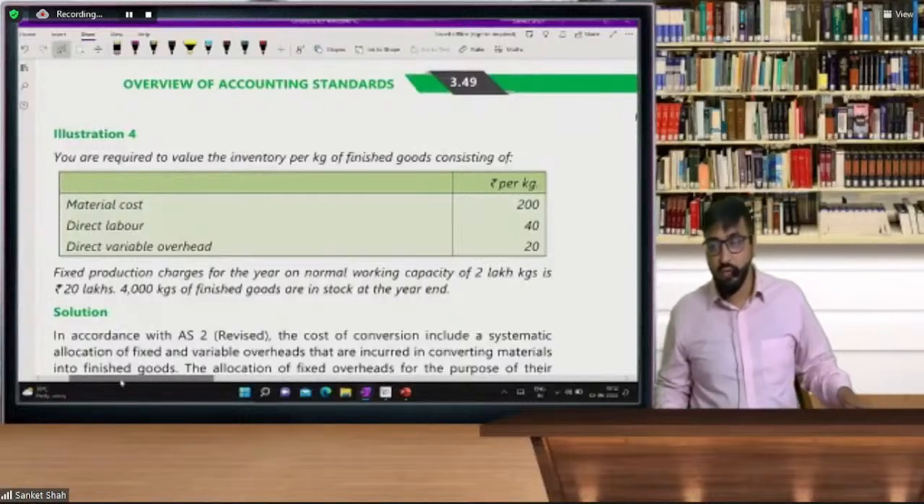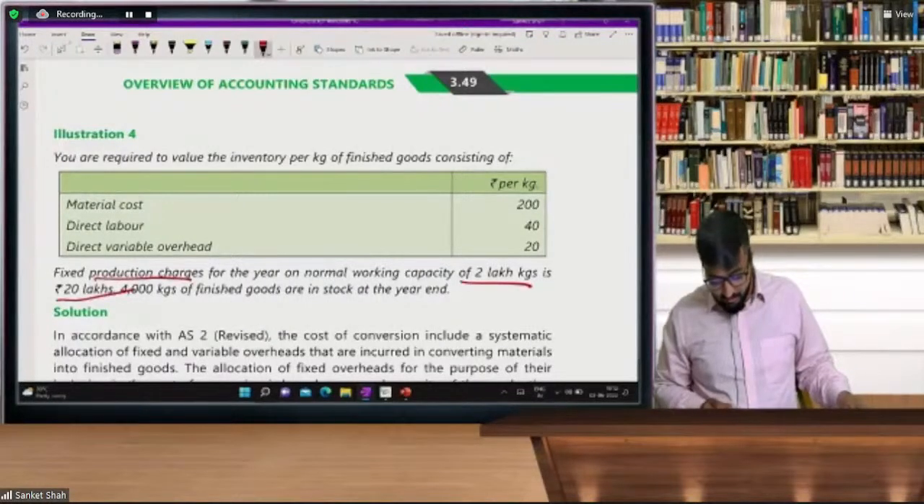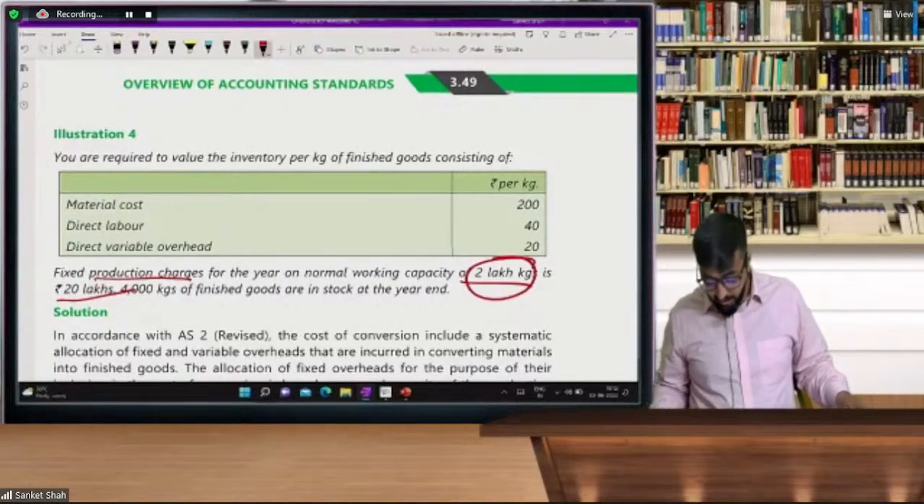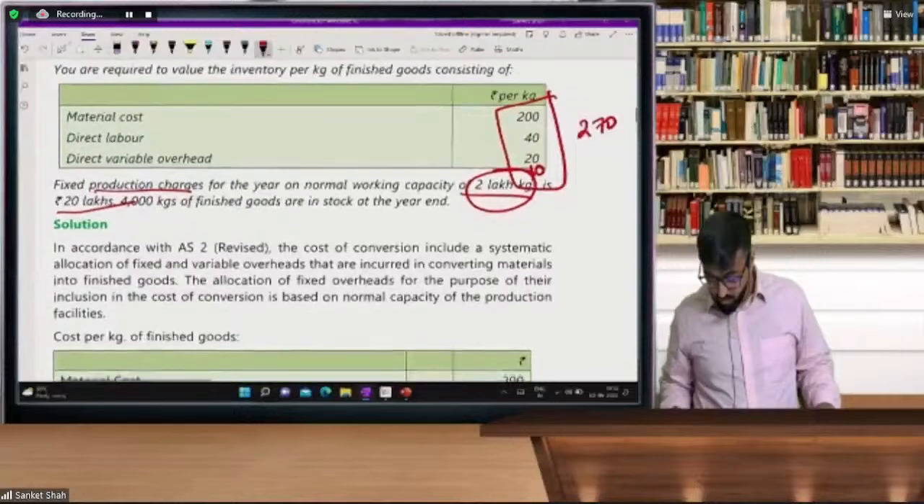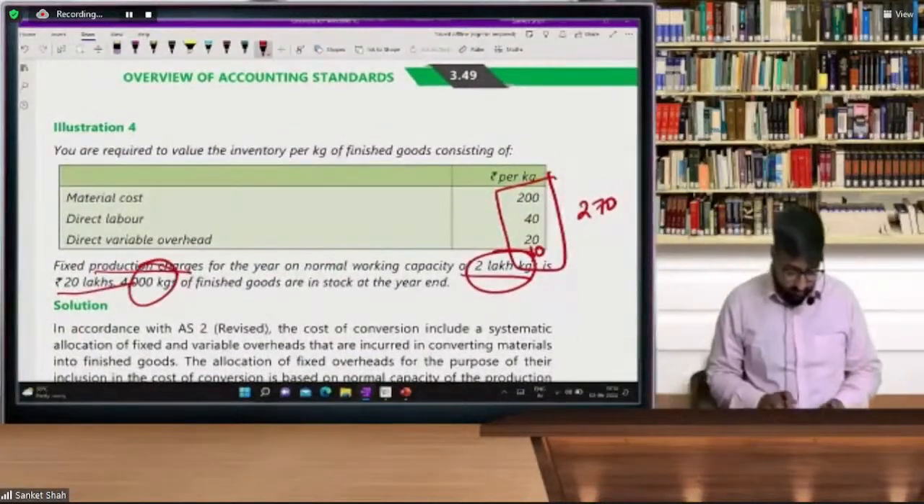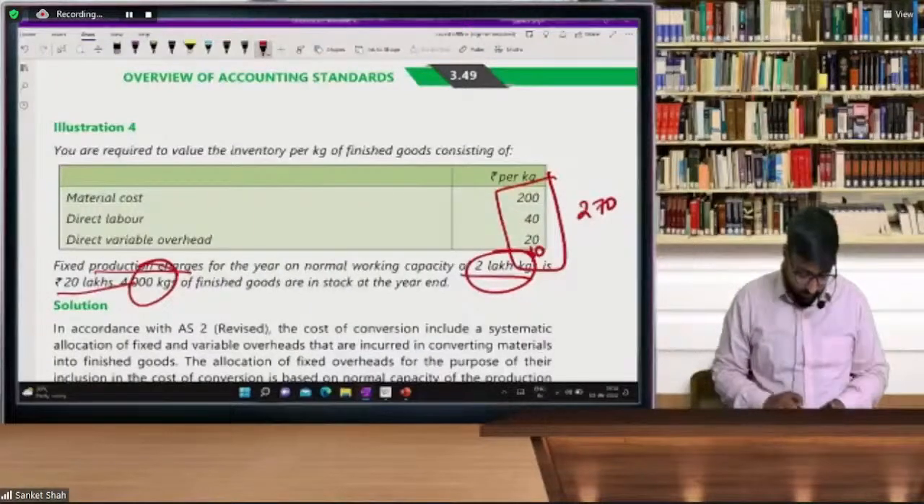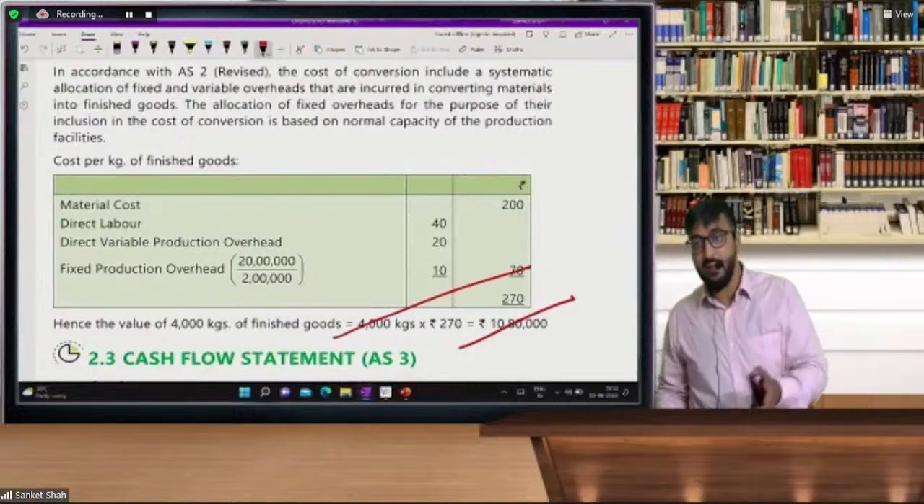Material cost is 200 rupees, direct labour is 40, direct variable overhead 20, fixed overhead 20 lakhs for 2 lakh kgs. So 20 lakhs divided by 2 lakhs, 10 per kg. Take the total: 200 plus 40 plus 20 plus 10, 270. So 270 multiplied by 4,000 kgs, 10,80,000 is the answer.